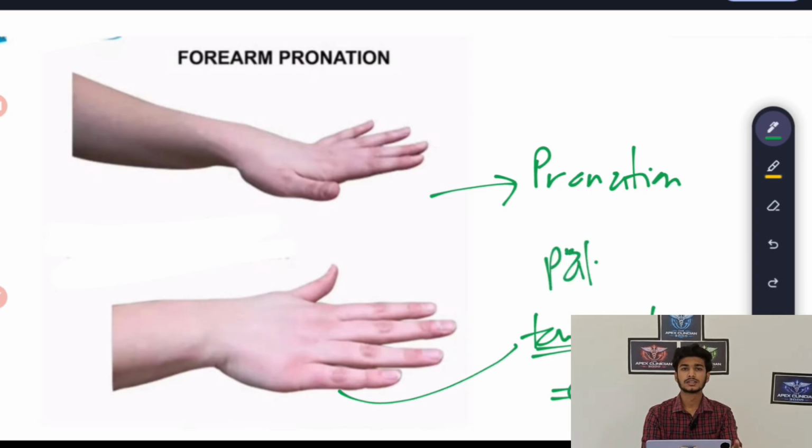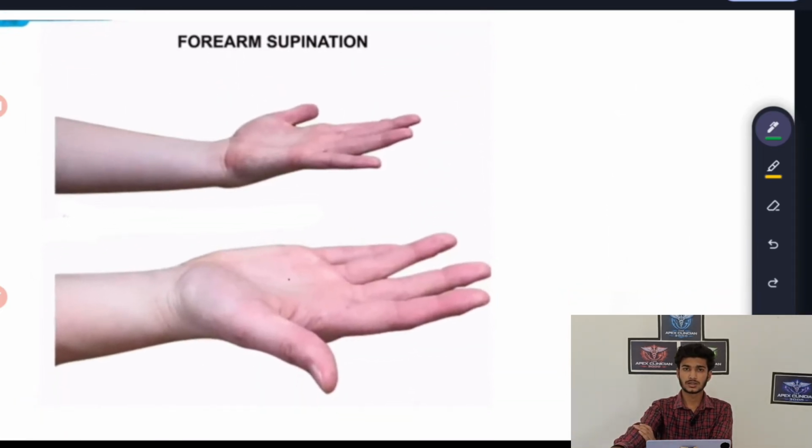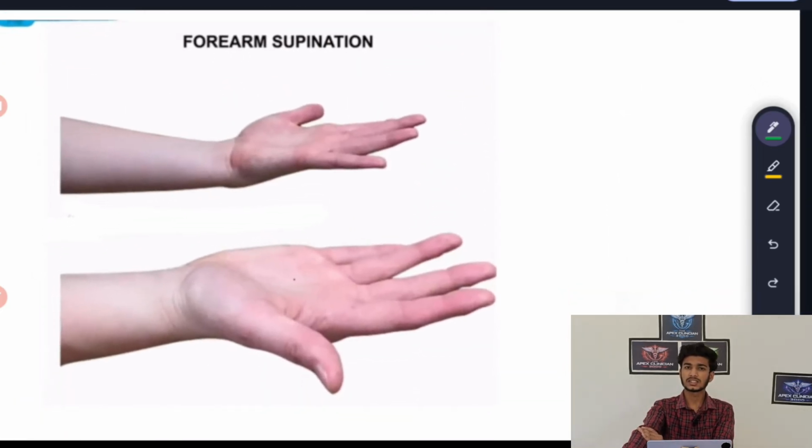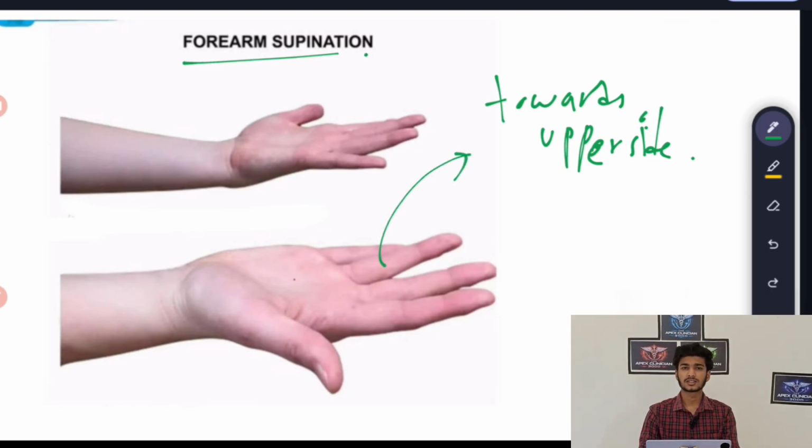And another part is supination, another movement. In supination, the forearm and the wrist move in such a way that the palm is facing towards the upper side. Then it is called supination. Here you can see the palm is facing towards the upper side. It is called supination. Another movement is circumduction.